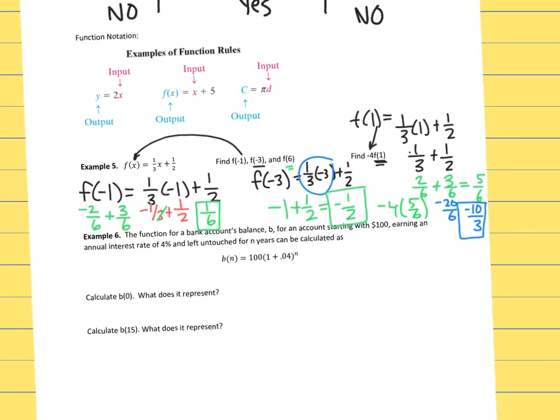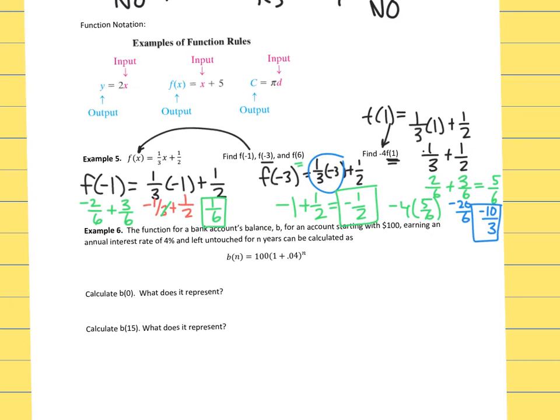And you can use functions with word problems too. So the function for a bank account's balance B for an account starting with $100 earning an interest rate of 4% and left untouched for n years can be calculated as B of n equals 100 times 1 plus 0.04 to the nth power. Calculate B of 0, and what does it represent?